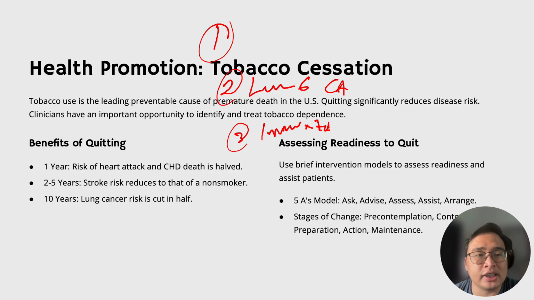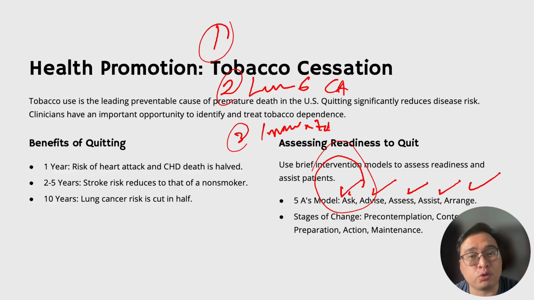Quitting significantly reduces disease risk. Clinicians have an important opportunity to identify and treat tobacco dependence. So what's the approach? Here you have the 5 A's model, which stands for ask, advise, assess, assist, and arrange. Ask, do you have a plan? Do you have plans of quitting?